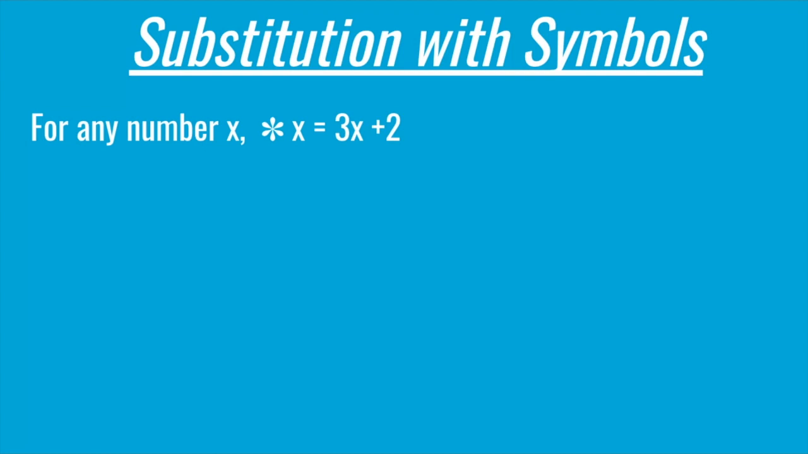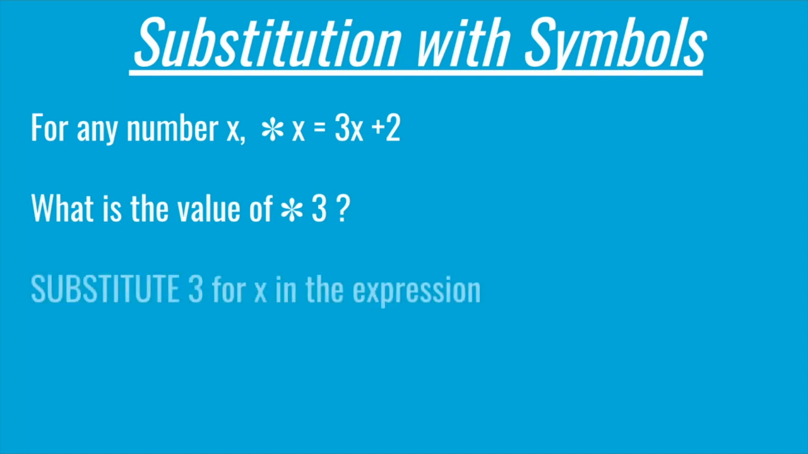So if we see for any number x, snowflake x equals 3x plus 2, what is the value of snowflake 3? It really just means substitute 3 for x in the expression. So we get 3 times 3 plus 2 equals 11. It's really just a substitution problem that uses a strange symbol to test your logic skills on the test.